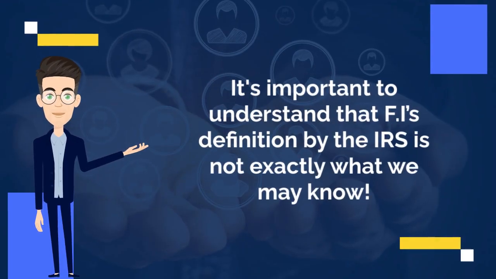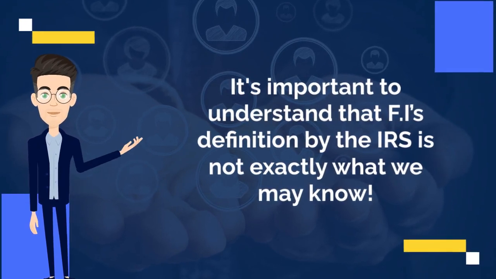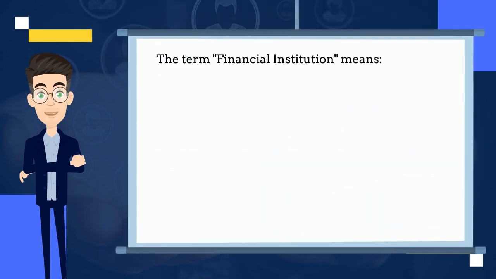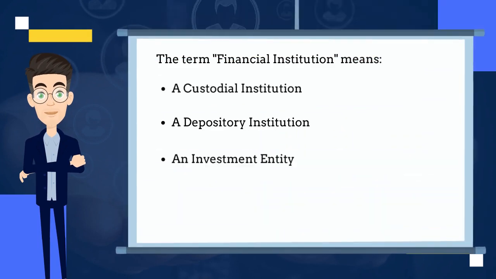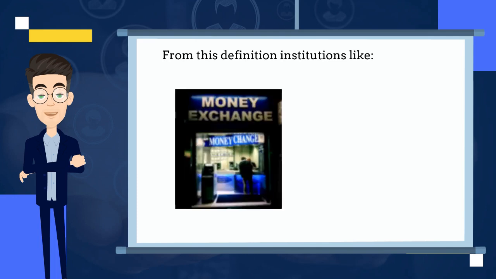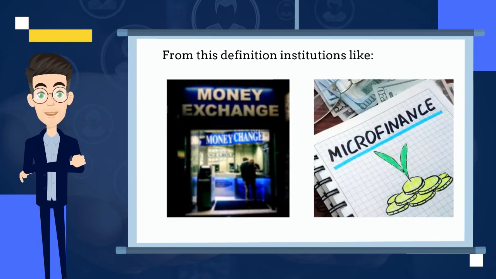It's important to understand that FI's definition by the IRS is not exactly what we may know. The term financial institution means a custodial institution, a depository institution, an investment entity, or a specified insurance company. From this definition, institutions like exchange houses and microfinance firms may not be considered as financial institutions per FATCA.